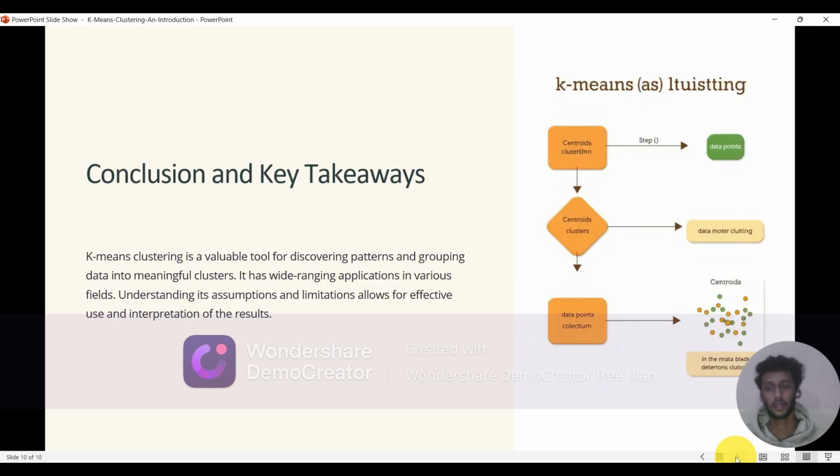So the conclusion: K-means clustering is a valuable tool for discovering patterns and grouping data into meaningful clusters. It has wide-ranging applications in various fields, and understanding its assumptions and limitations allows for effective use and interpretation of the results.